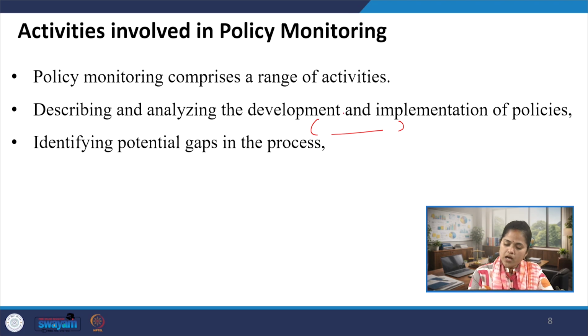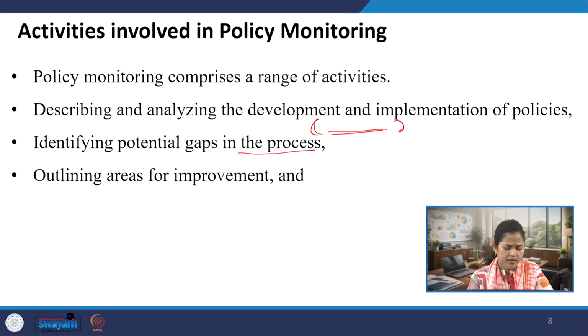Once we have this data on policy development and policy implementation, we can describe the policy development and policy process adequately, and accordingly we can analyze them. Through this description and analysis, we can identify the potential gaps in the policy implementation process. The identification of potential gaps in the policy implementation process is also one of the very important activities in policy monitoring.